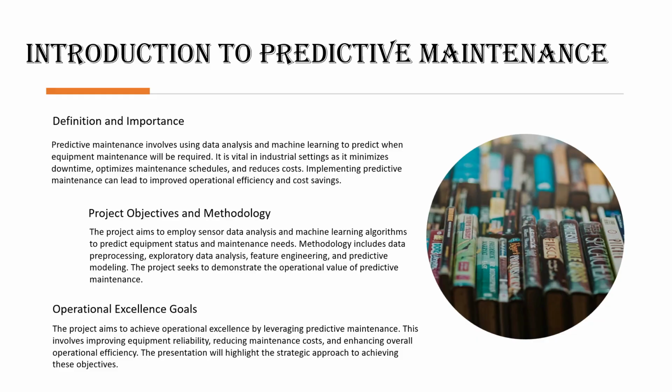Coming to the introduction of predictive maintenance, it involves, as you know, data analysis and machine learning to predict when we will need equipment maintenance. It's mostly used in industrial settings to optimize maintenance, minimize downtime, and also reduce cost. The main methodology includes data processing, exploratory data analysis, feature engineering, and predictive modeling.